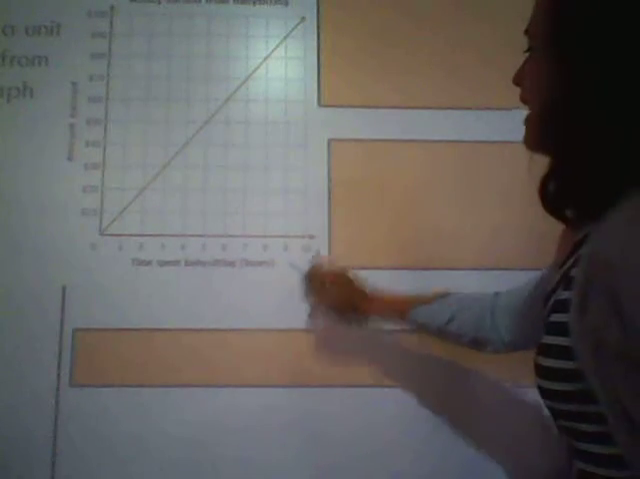It says money earned from babysitting up here at the top, and my x-axis, I'm going to write x, is time spent babysitting, and my y-axis is the amount of money I earned. Let's see what our first question is. Describe the relationship depicted by the graph.